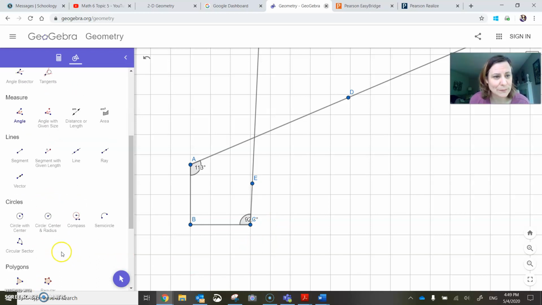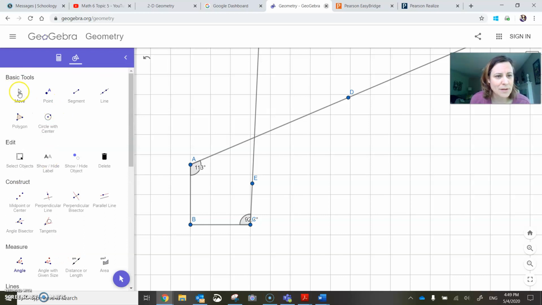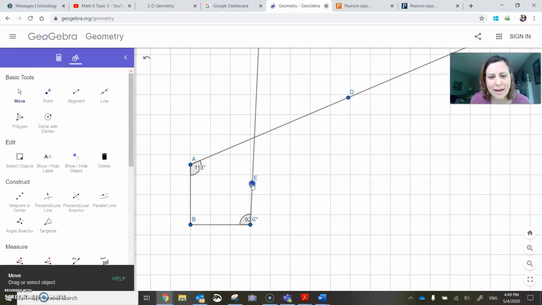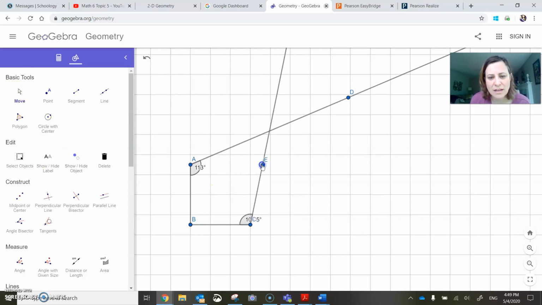So you know what I'm going to do? I'm going to use my move tool, I'm going to grab E and I'm going to move E until it's 113 degrees. It's hard to see, isn't it? There's 115, 114. There is 100. It's as close to 113 degrees as I can get is right there.